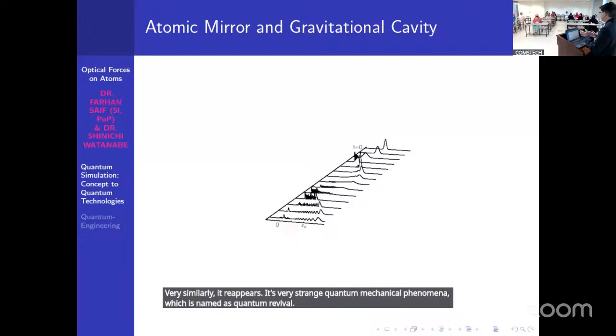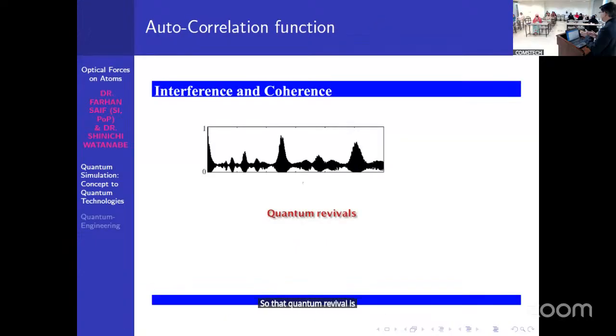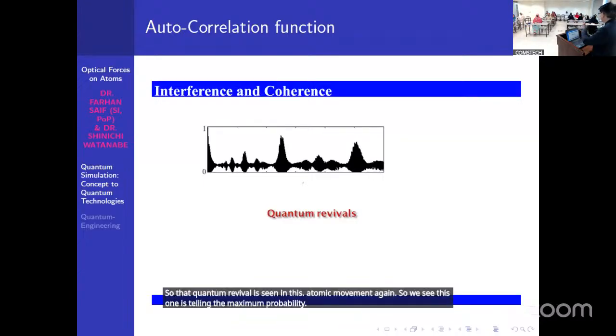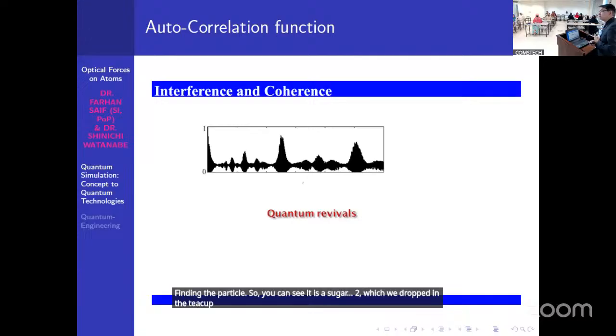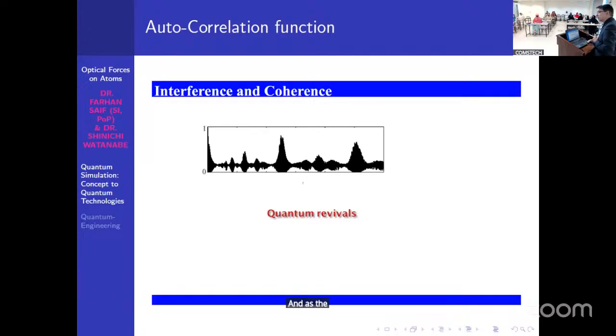So that quantum revival is seen in this atomic movement again. We see this one is telling the maximum probability of finding the particle. So you can say it is our sugar cube, which we dropped in the teacup. So this is maximum probability 1. And as time evolves, this is the time axis, we see the wave is now disappearing. But this disappearance is not permanent, as we see in our classical systems.